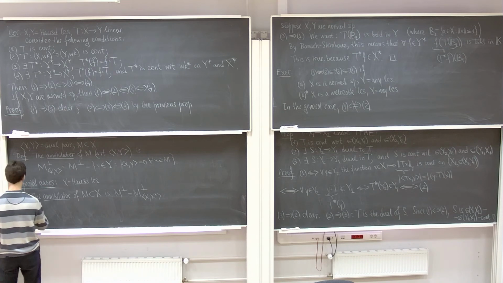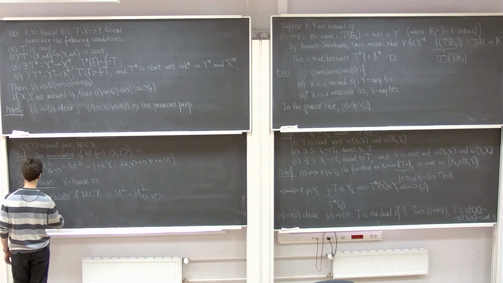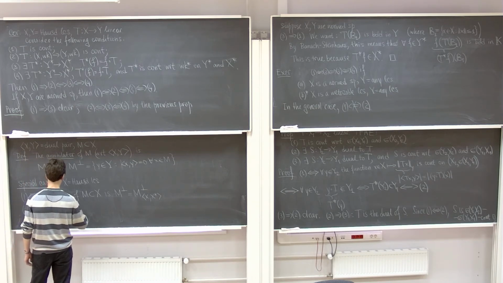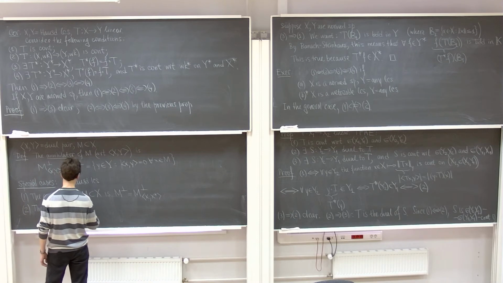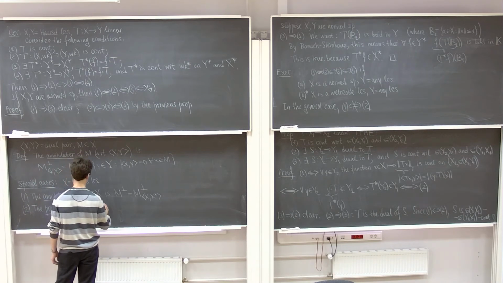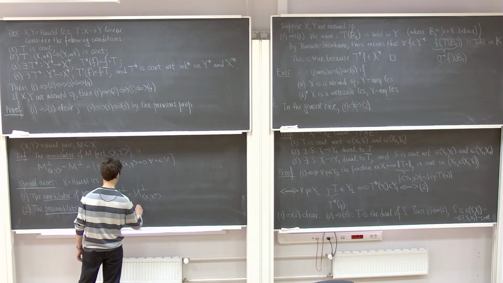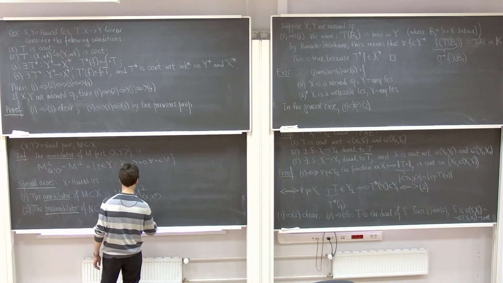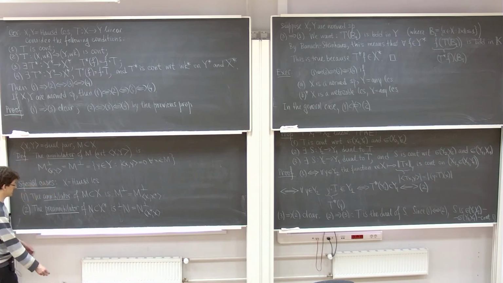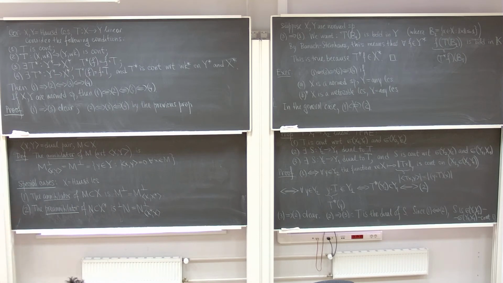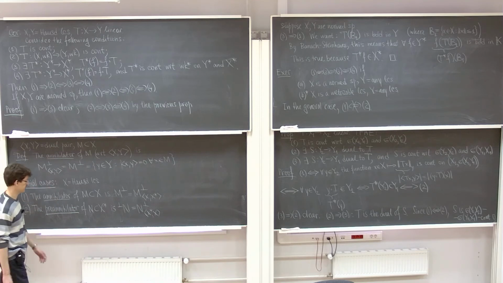And dually, we define the pre-annihilator of a subset M in the dual to be the annihilator of N with respect to the dual pair X star X. So we have already met these notions in the context of normed spaces, but actually they make sense for any Hausdorff locally convex space and more generally for any dual pair of vector spaces.